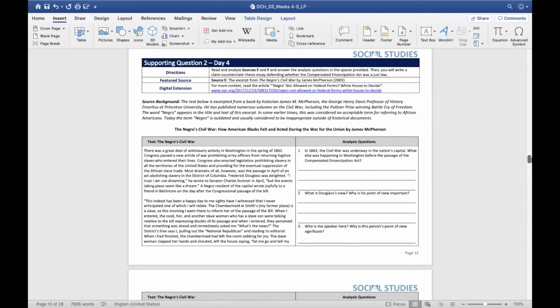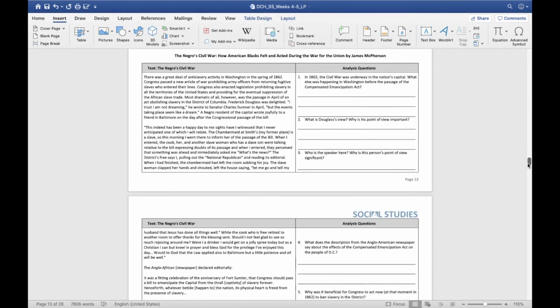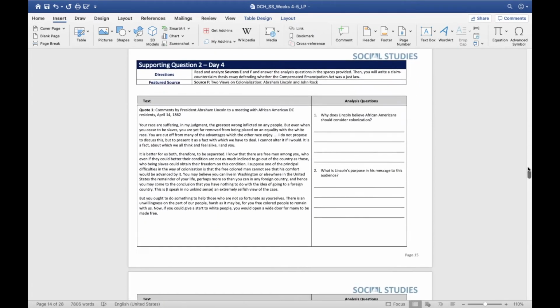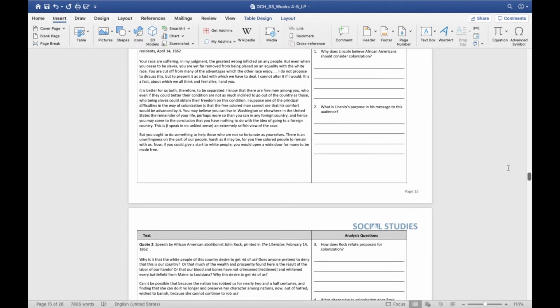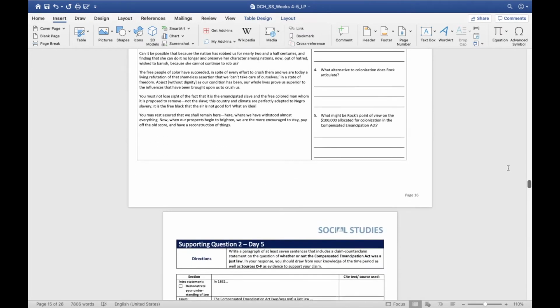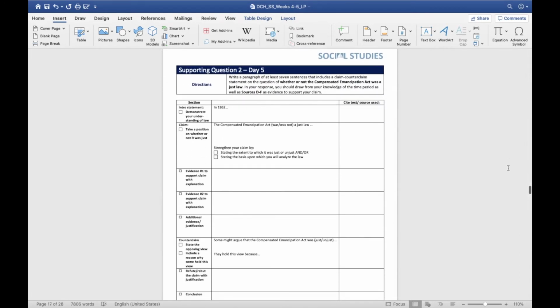You are to read and analyze sources E and F and answer the analysis questions. Was the Compensated Emancipation Act an example of a just law? You're going to begin week 5 by writing a claim-counterclaim paragraph with a minimum of 5 to 7 sentences. In your response, be sure to draw from your knowledge of the time period as well as sources D and F as evidence to support your claim.